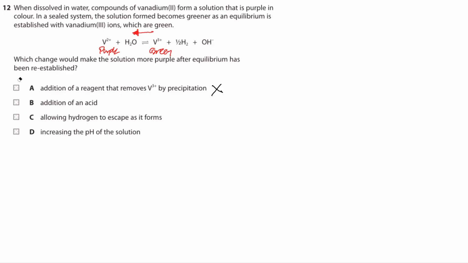Addition of an acid. If I add the acid, it will decrease the concentration of OH minus ion, because OH minus ion reacts with H plus ion, producing water. Therefore, OH minus ion concentration decreases, which means the equilibrium will try to produce more OH minus ion, shifting the equilibrium right hand side, giving you more green color. That's also not our answer. So therefore, this is also not our answer.